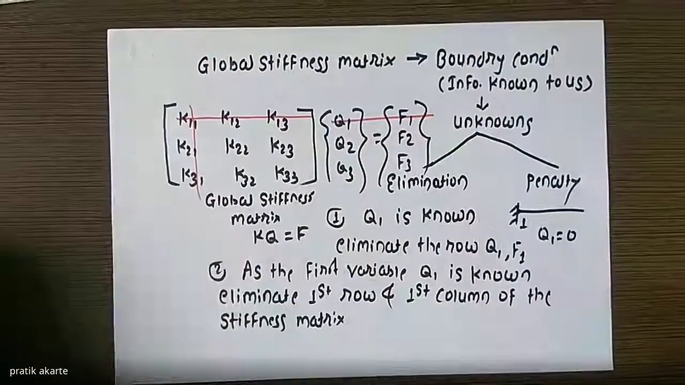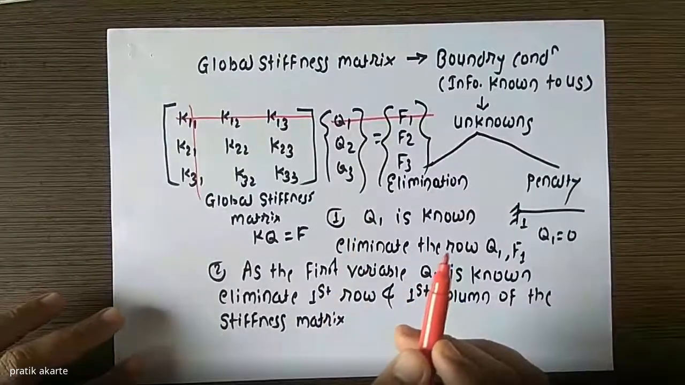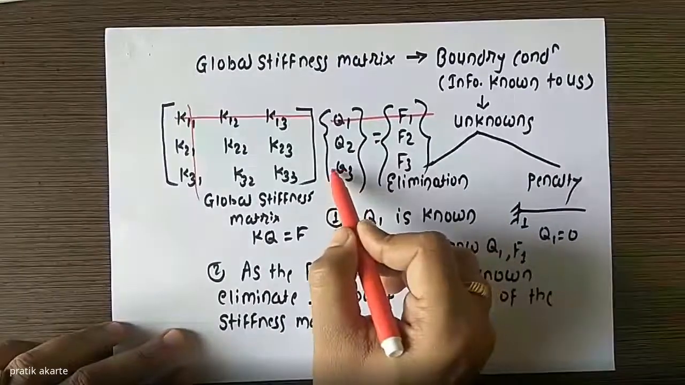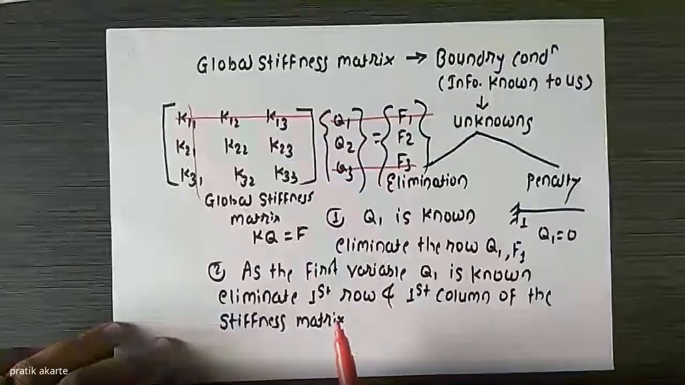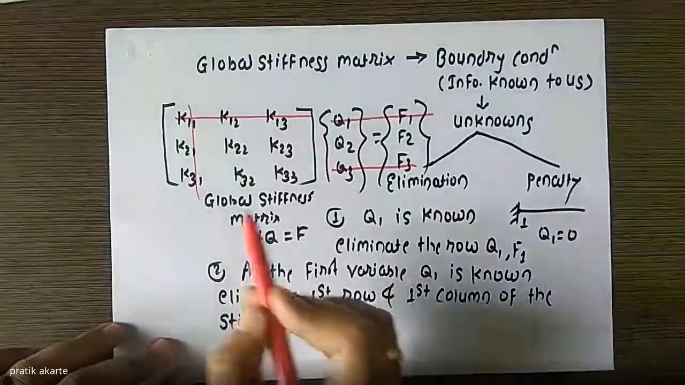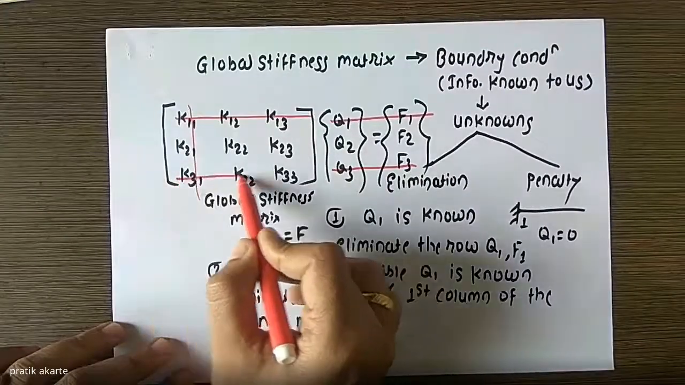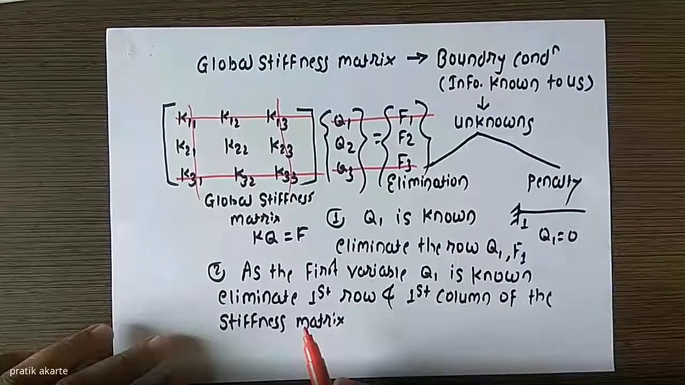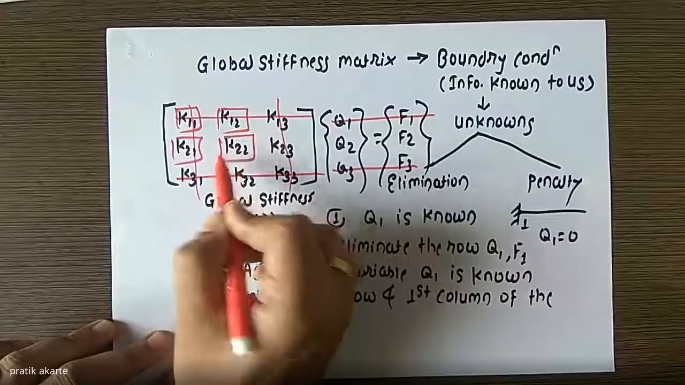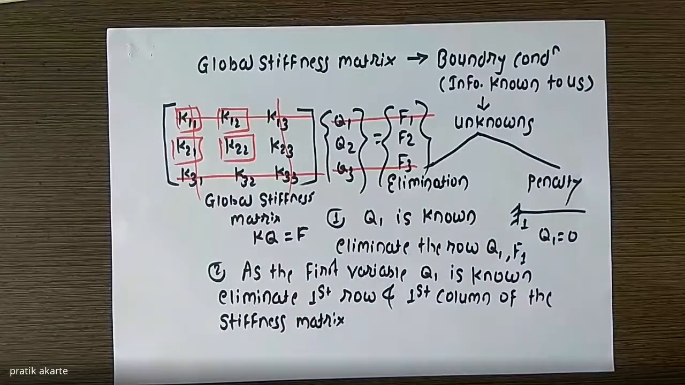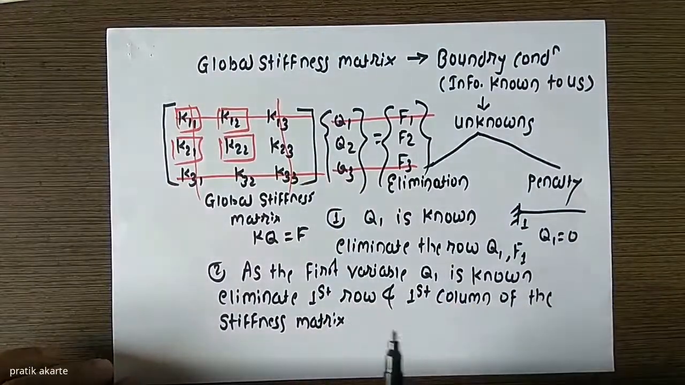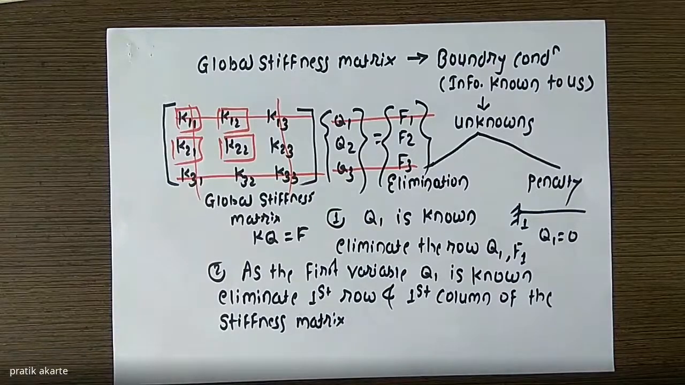Let us say another case. If Q3 is known to us, then what will we be doing? We'll be cancelling this Q3 and F3, and since the third element Q3 is known, we'll be deleting the third row and third column. So we have these four elements in the matrix available, and Q1, Q2, and F1, F2. Likewise, at whichever node you know the condition, that is what we need to formulate.